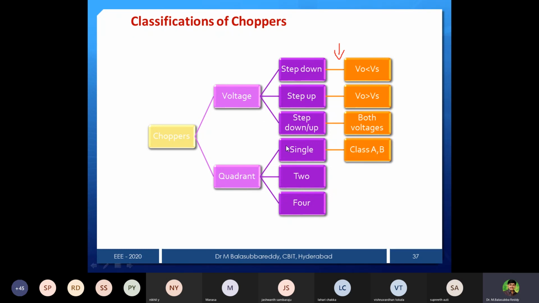Single quadrant choppers are divided into class A chopper or class B chopper. Class A chopper gives only the first quadrant, and class B chopper gives only the second quadrant. Two quadrant choppers are of two types, class C and class D. Class C chopper is the first and second quadrant.